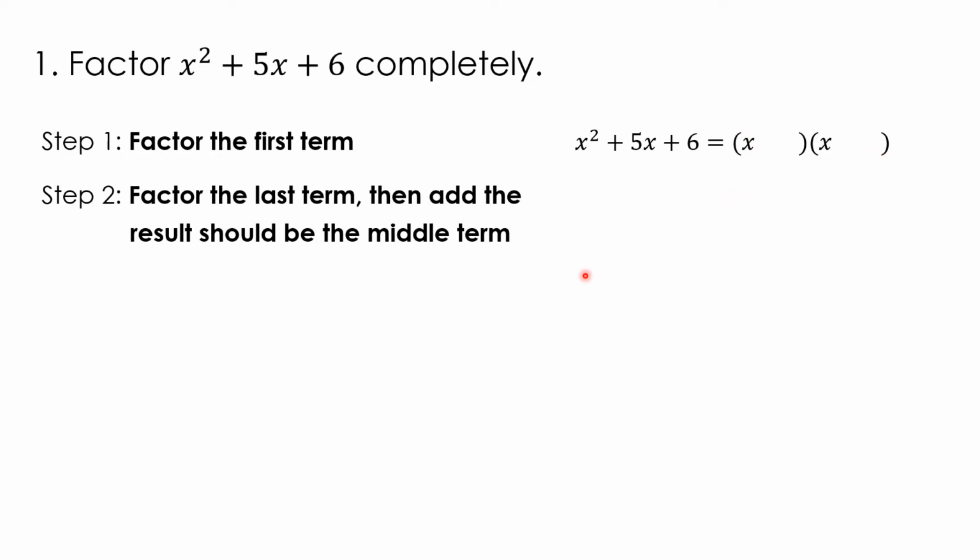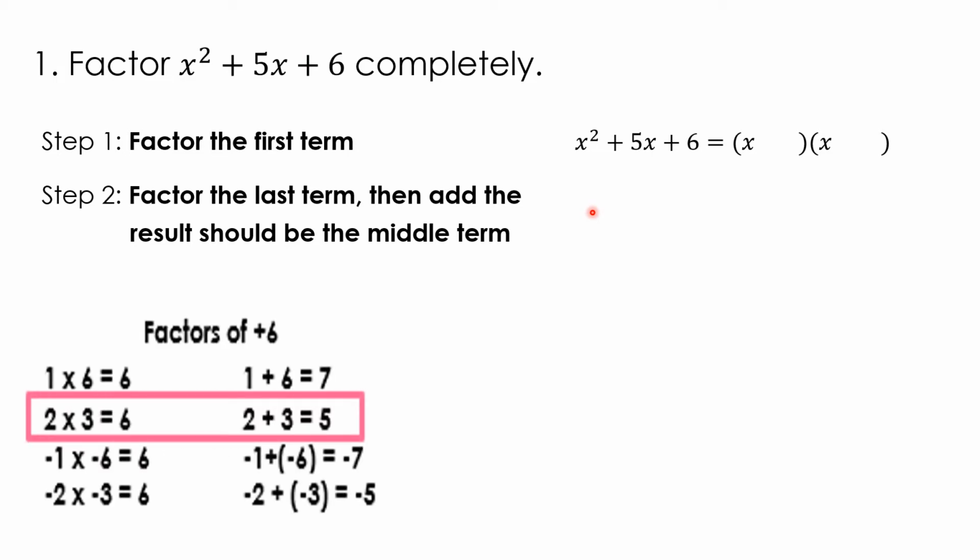And then factor the last term, the factors of 6. We have different factors for 6: 1 times 6, the answer is 6. We have 2 times 3, so these are the factors of 6. 2 times 3 equals 6, also negative 1 times negative 6 equals positive 6. And negative 2 times negative 3 equals positive 6.